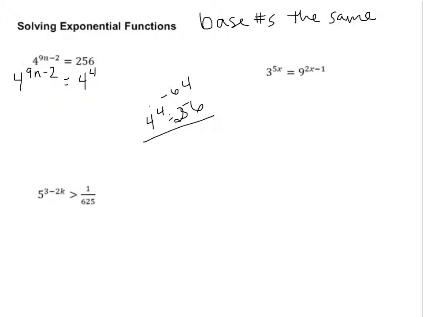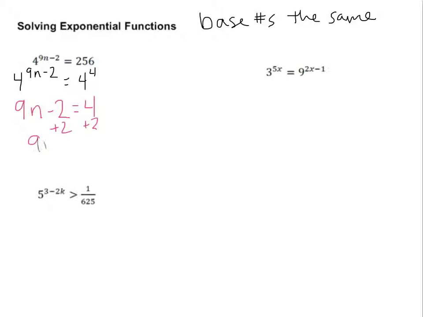Now the reason why we want the base numbers the same is because if the base numbers are the same, then the exponents have to be the same. So once we have the same base number 4 here, we can just say, well, then 9n minus 2 should equal 4. And now this is a very easy equation to solve. So we'll add 2. So we have 9n equals 6. Divide by 9. So n is equal to 2/3. And there we solved it.